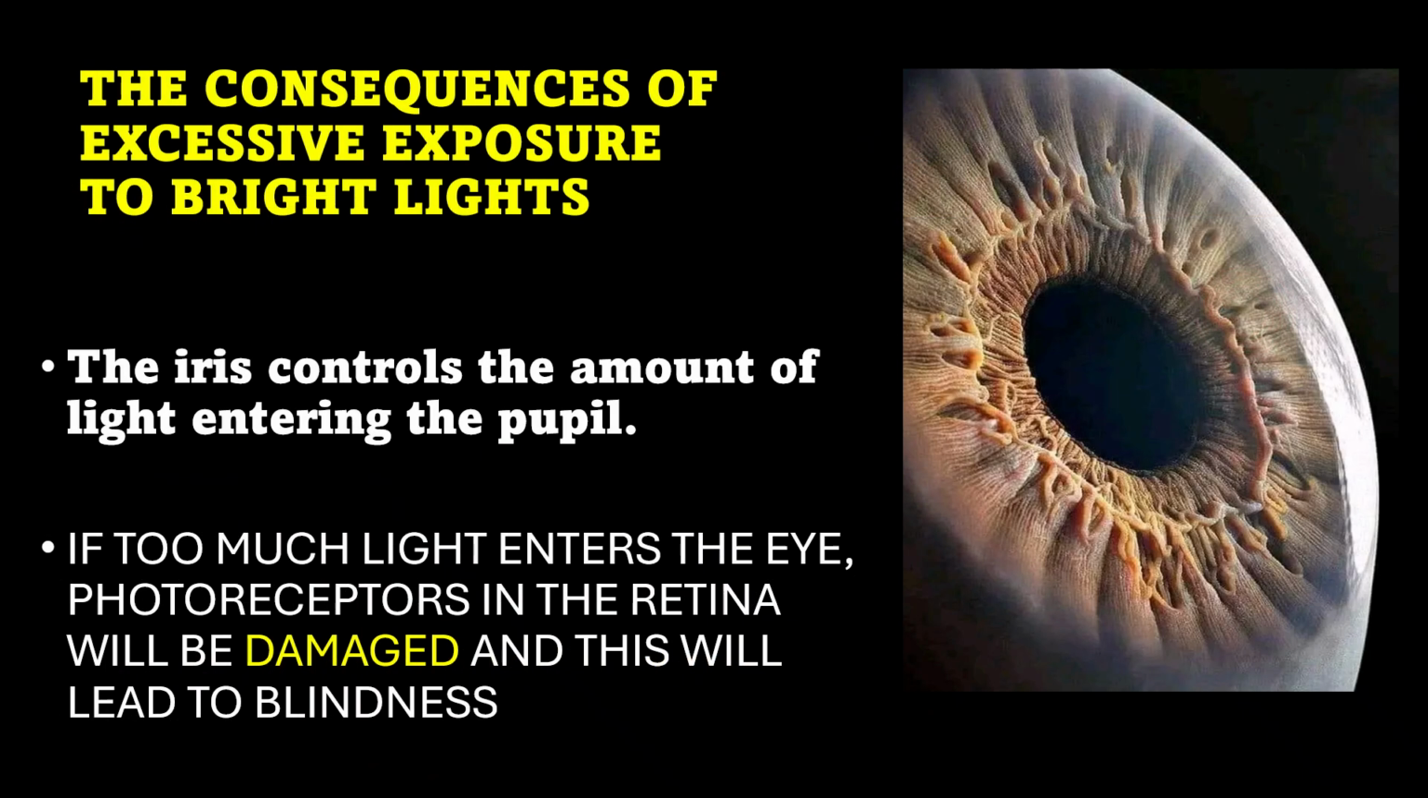So let's look at this contextual question. Explain the consequences of excessive exposure of bright light. If you expose your eye to an excessive amount of bright light, what will happen? So check it out. Because the iris controls the amount of light entering the pupil, if too much light enters the eye, photoreceptors in the retina will be damaged, and this will lead to blindness.